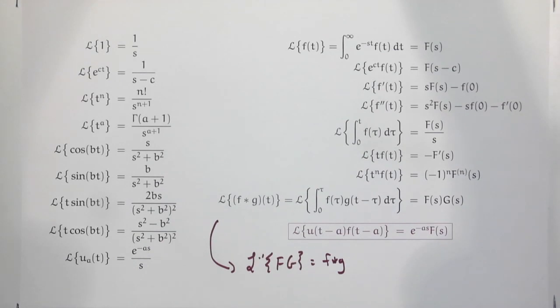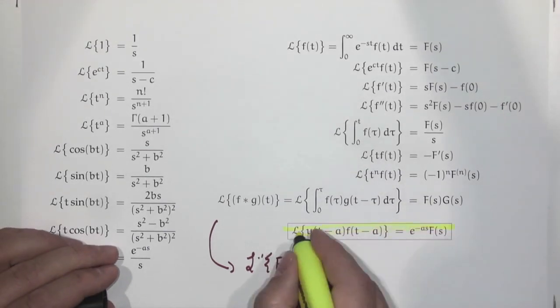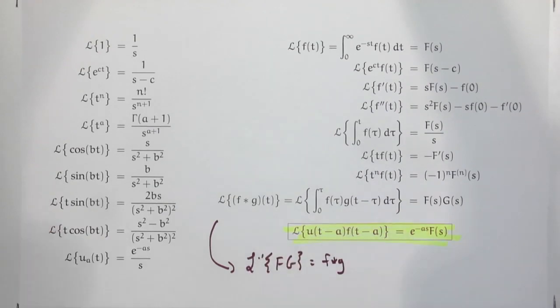Now today we're going to add just one new rule, which is great because it's a wonderful rule. And it's this rule that you see boxed here. And what does it say? Well, it says the Laplace transform of u of t minus a times f of t minus a is e to the minus as F of s. And so we're going to get into that. What does that mean? How do we derive this rule? And really, how do we use this rule?